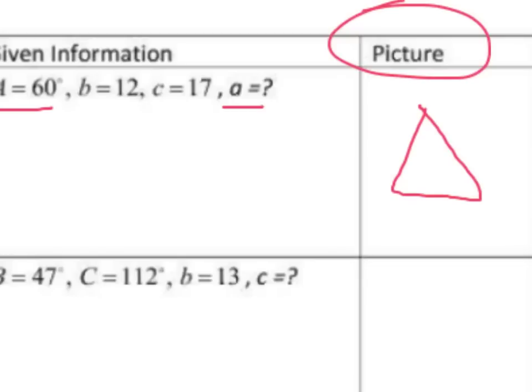So I'm given, if this is angle A, this is angle B, and this is angle C, angle A is 60 degrees. I'm looking for side A, so I'm going to draw an A here. Side B, which is opposite angle B, is 12, and side C, which is opposite angle C, is 17. Now you have to decide what situation you have.